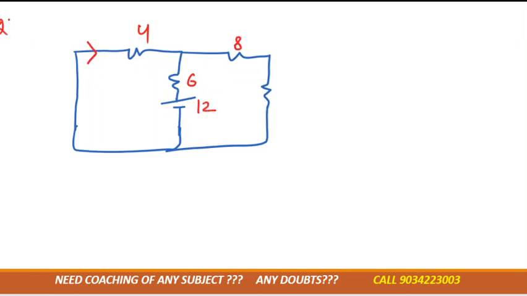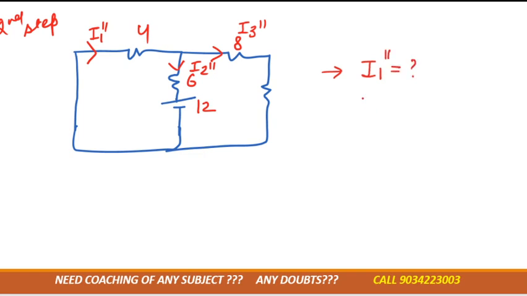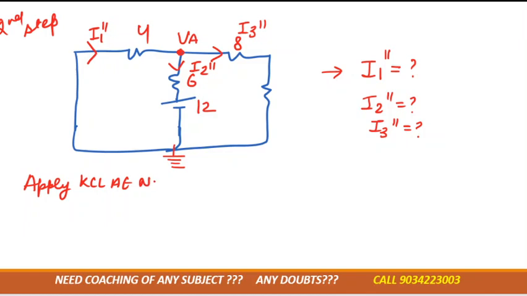Now in the second step, here the current flowing is I1 double dash, here the current flowing is I2 double dash, and here the current flowing is I3 double dash. So in this case we need to calculate I1 double dash, I2 double dash, and I3 double dash, right? Again we can consider it as node VA, and this can be grounded. Now according to KCL, we have to apply KCL at node A.